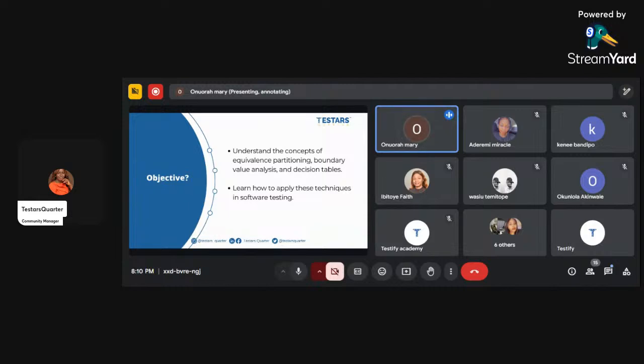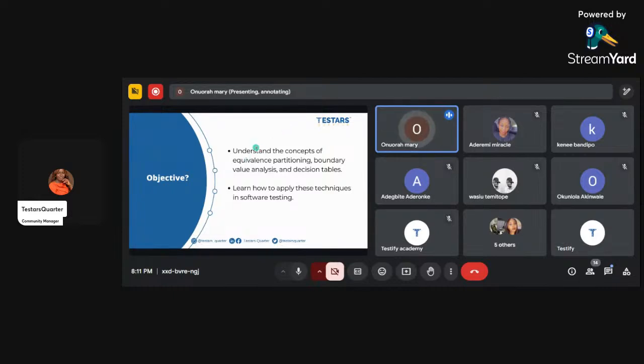And what is a test case design technique? It's basically an approach that we employ in testing to help us achieve high coverage, like a high percentage of test coverage, with a minimal number of test cases, or with minimal effort, basically, right?